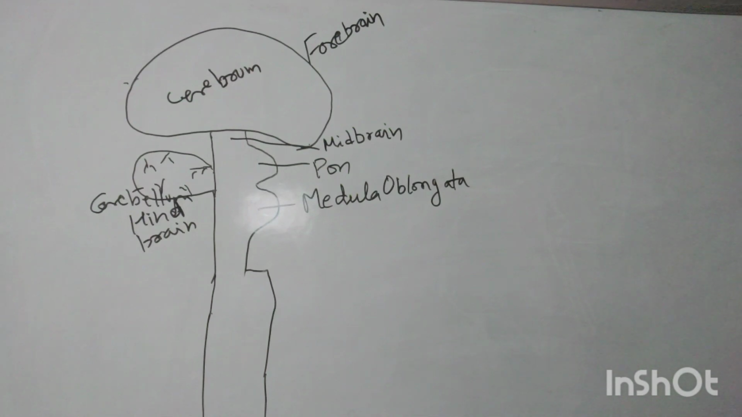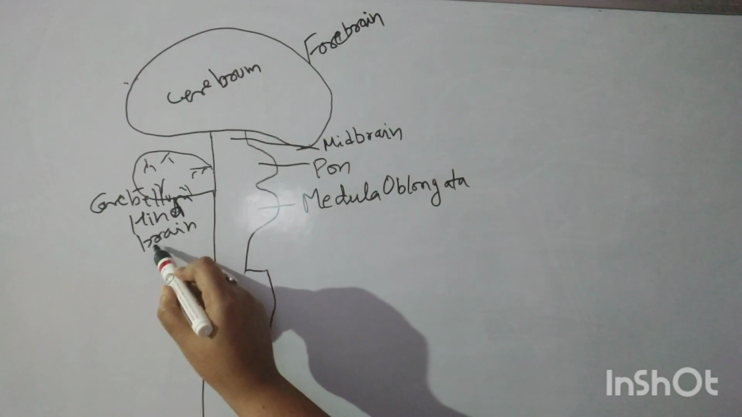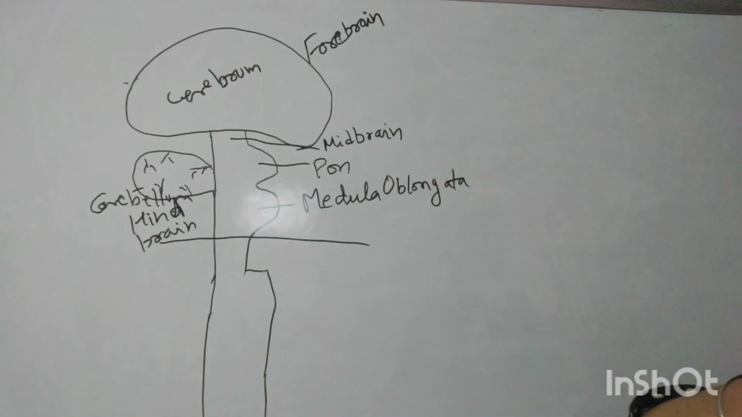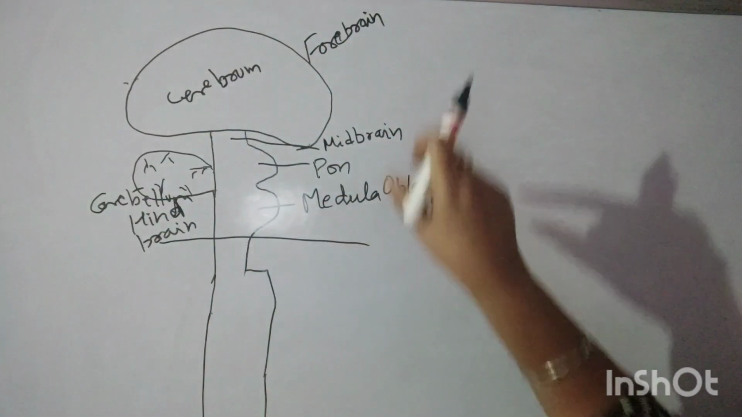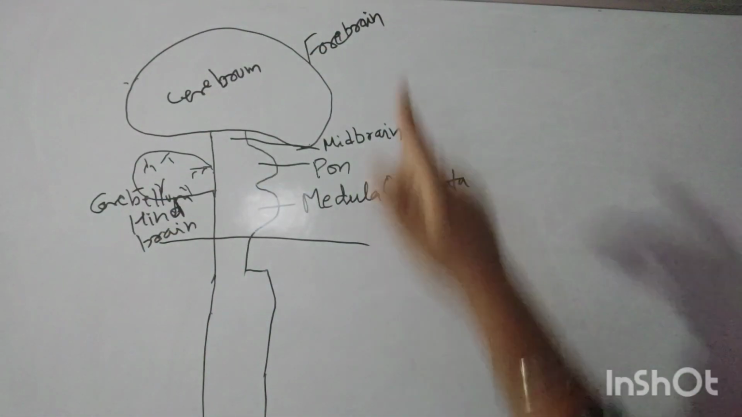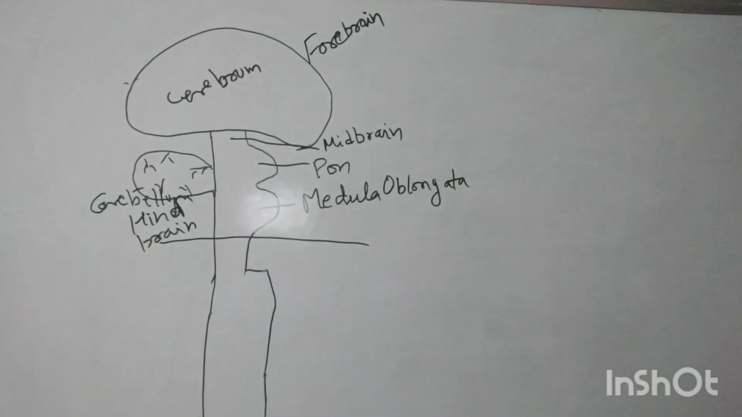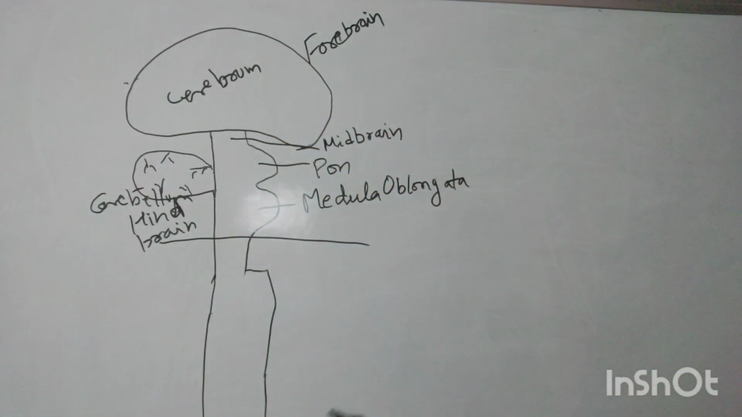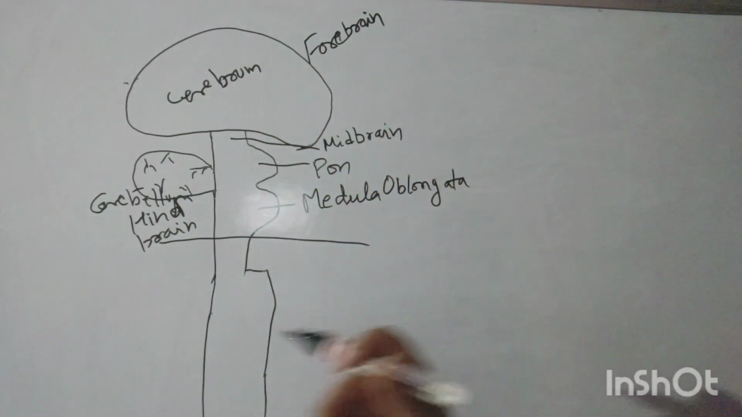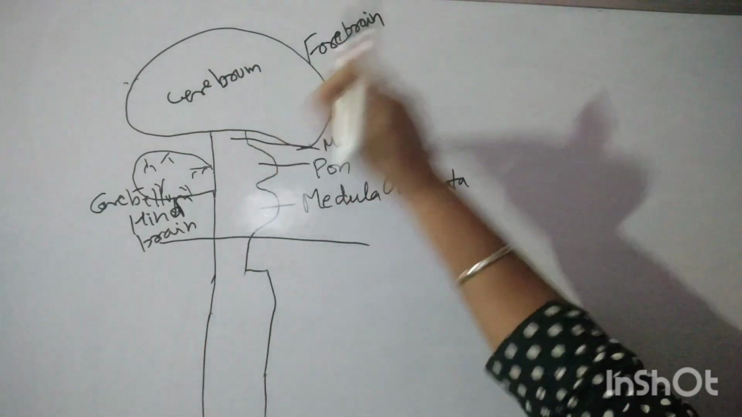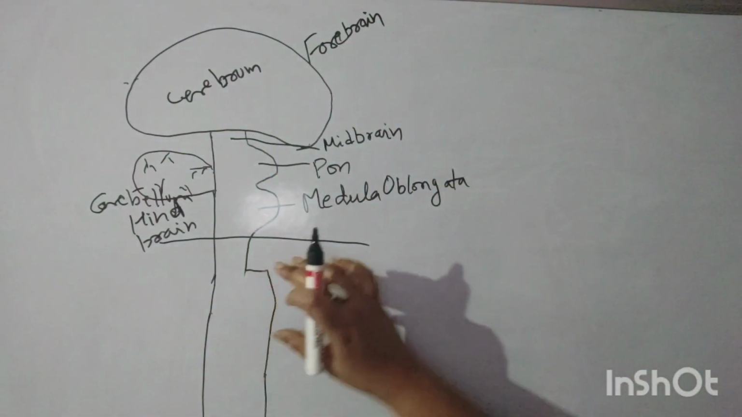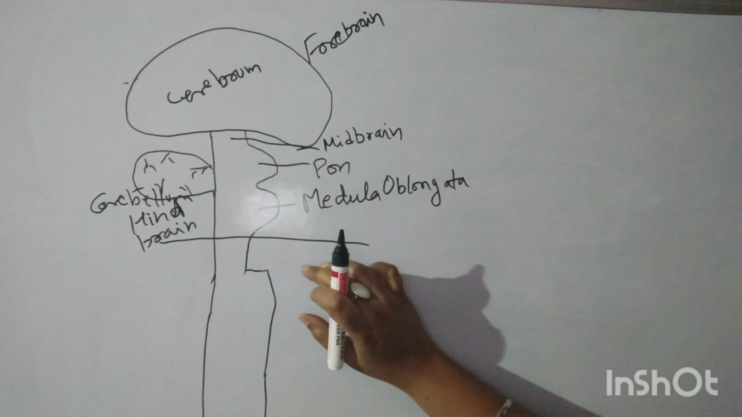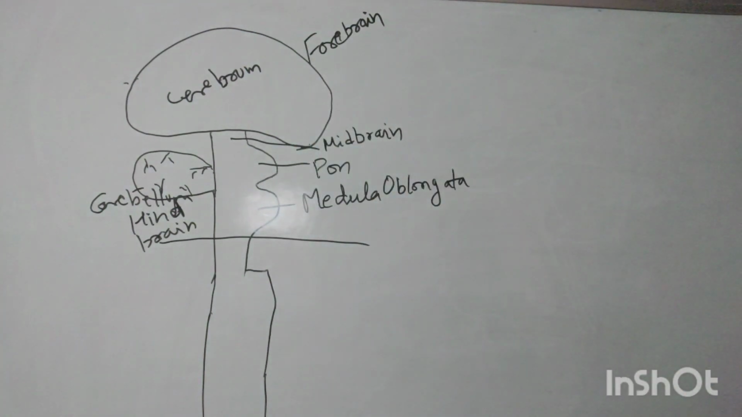What is the difference between the cranial nerves and the spinal nerves? Up to here, this area comes in the brain. This is our forebrain, midbrain, hindbrain. Means this is our brain part. So the nerves which emerge from the brain and bring back the messages, they come out from here and return here. No requirement for the spinal cord. Those are called cranial nerves.